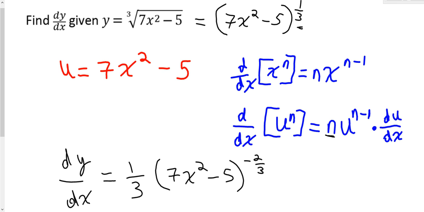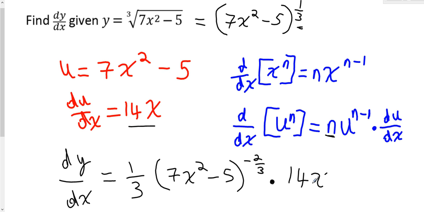Well, du/dx is the derivative of u with respect to x. It's this. du/dx is just the derivative of this expression here. So du/dx is going to be 14x to the first power. See, I can use the simple power rule there. All right, so that means then I'm going to multiply by du/dx, which is this derivative, 14x. So here I have the derivative of y with respect to x using the general power rule.